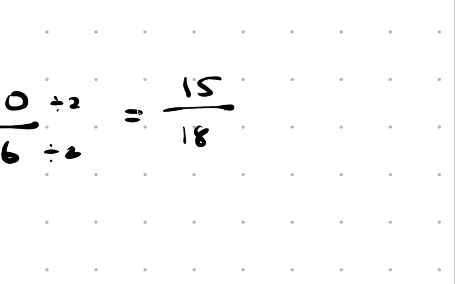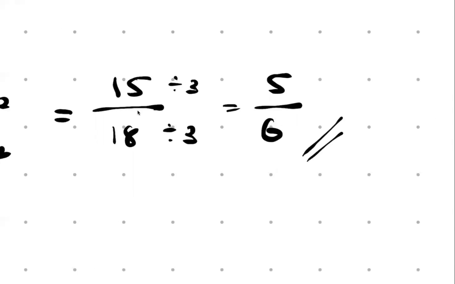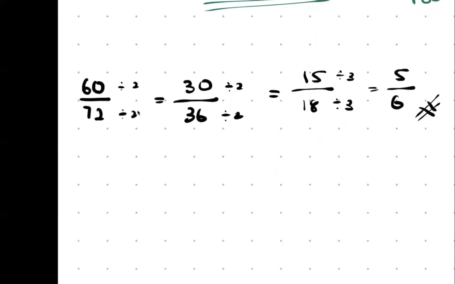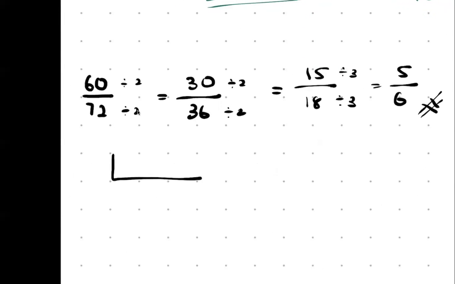And here it doesn't seem to be able to be divided by 2. Let's try 3. I get 5 over 6, and then that's it. I find this way easier than doing my highest common factor because to me it's just the same thing.